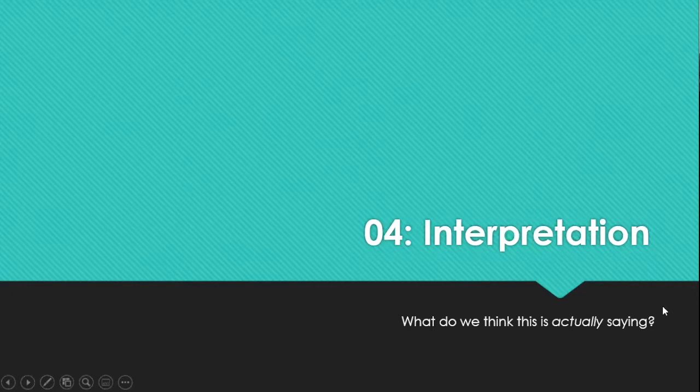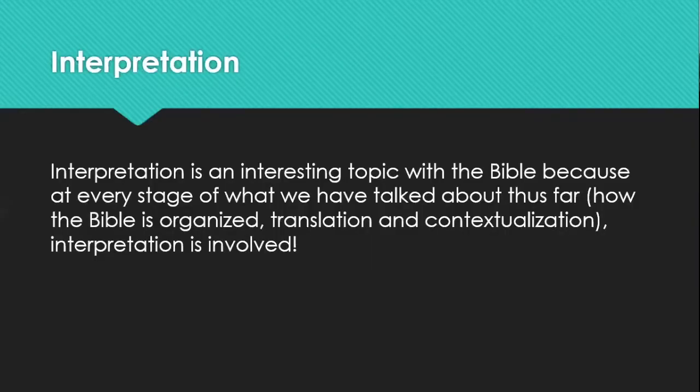And really, interpretation is a question of what is this text actually saying? Can we say that a text only has one meaning, or can it have multiple meanings? Are we comfortable with that? That's an interpretive move too. And so, interpretation is interesting because at every stage of what we've talked about so far, interpretation has already occurred. When it comes to the way that your Bible is organized, the order in which the Bible is presented to you, the decision about which books are in the Bible, those are interpretive moves.